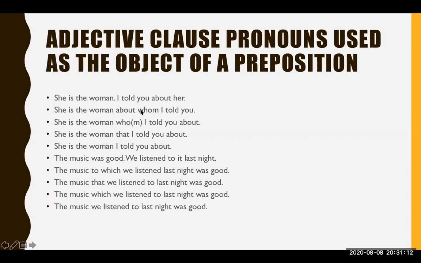She is the woman I told you about her. Look at her, object. Where is her in the second sentence? Bye-bye, because we have whom. So this is the woman about whom I told you. There's no her. Remember, you don't say whom about. You don't say whom to, you say to whom, about whom, for whom. Always the preposition comes before whom. Always the preposition comes before which.